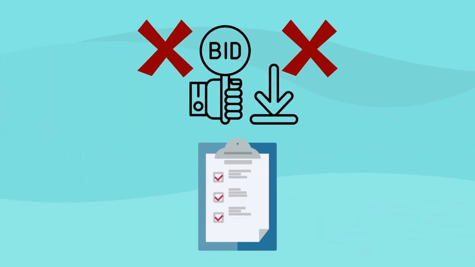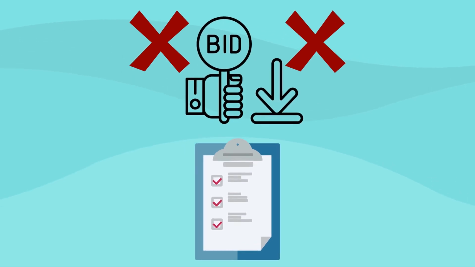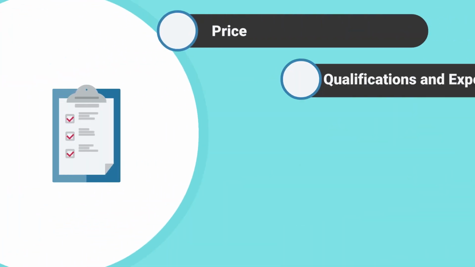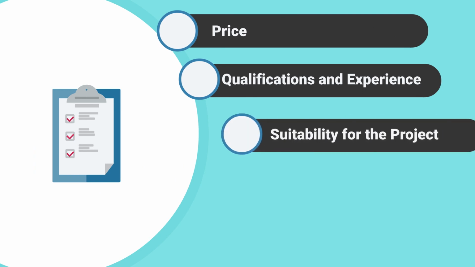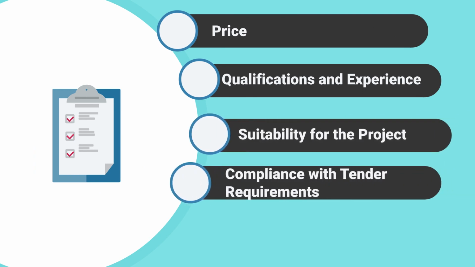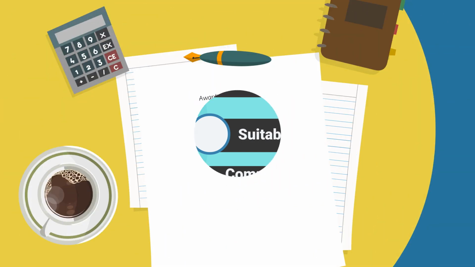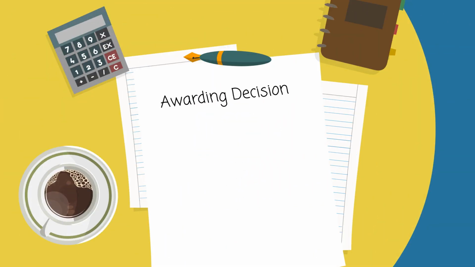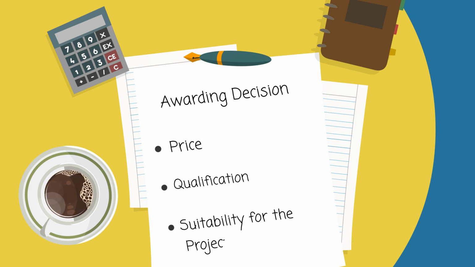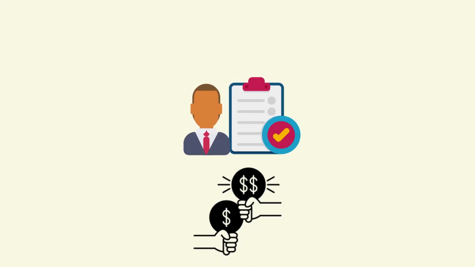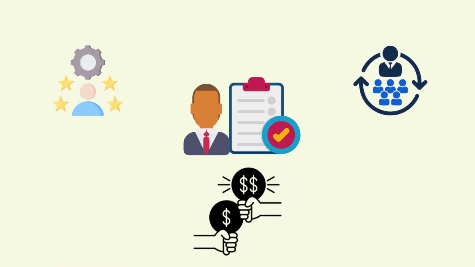Instead, it is based on a combination of factors, which may include price, qualifications and experience, suitability for the project, compliance with tender requirements, financial stability. The awarding decision is made based on a comprehensive evaluation that balances price, qualifications, and suitability for the project. The aim is to select a bidder who not only offers competitive pricing, but also possesses the necessary expertise, resources, and track record to successfully deliver the project.